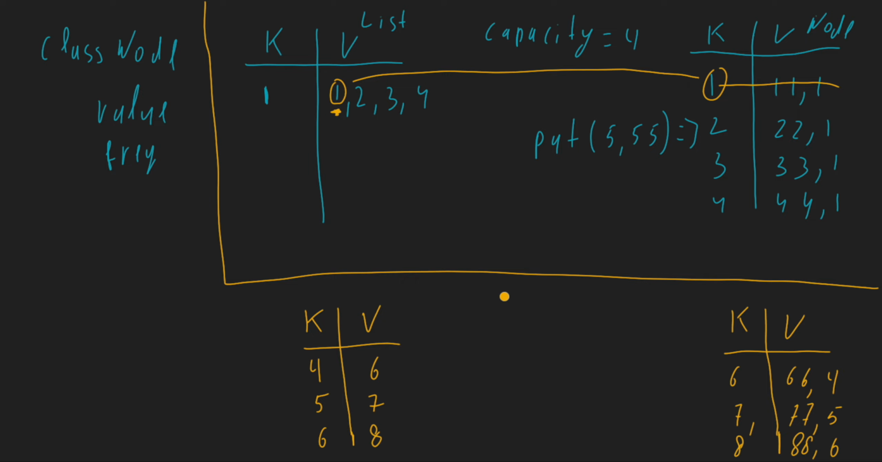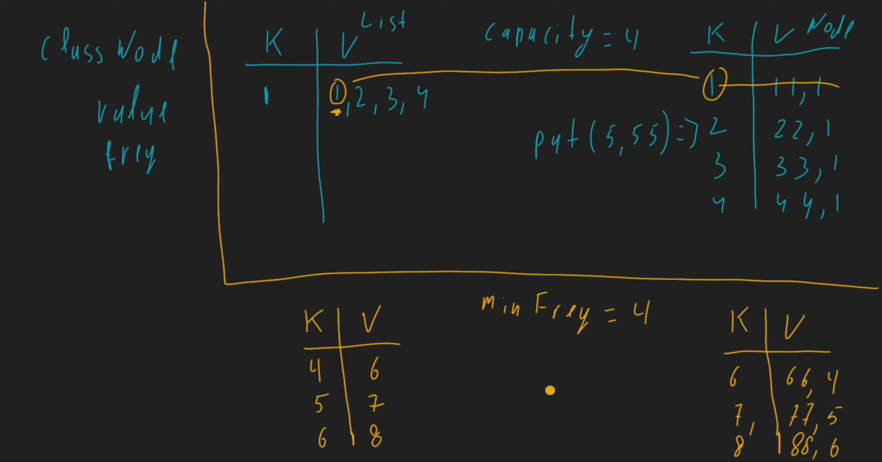Also, let's say that our capacity is equal to 3. And also, we are going to track the minimum frequency. Let's say the minimum frequency in this case is 4, right?